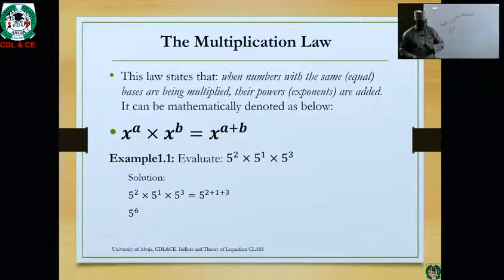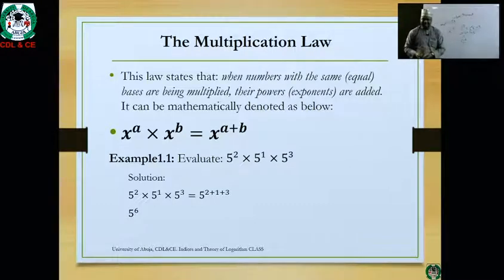The law simply states that when 2 or more indices are multiplying each other and the bases are equal, all the student needs to do is to pick a base and add the exponents, or add what we call the powers. Here is an illustration. We have 5 raised to power 2 times 5 raised to power 1 times 5 raised to power 3. As the law clearly stipulates, we pick a base, which is simply 5. Then we add the powers. We sum the exponents, which is simply 2 plus 1 plus what? 3. Then eventually we have 5 raised to power what? 6. Are we together, class?